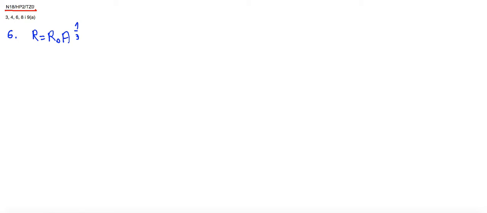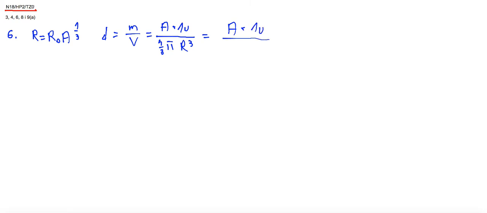So how do we find density? Density is mass over volume. Mass is related to the number of nucleons in the nucleus. We can assume that each nucleon has a mass of approximately 1 unit, divided by the volume of the sphere, 4 over 3 pi radius to the power of 3. What is important is that the radius to the power of 3 is the constant R0 to the power of 3 times A.